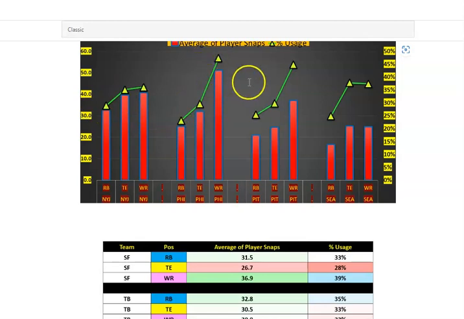Philadelphia's all about the wide receivers. Even though Goddard is doing well, he's not getting as much play as I would like. Pittsburgh, Freiermuth is being underused as well, and the wide receivers. I would love Pittsburgh to look like Philadelphia, and it's not there.